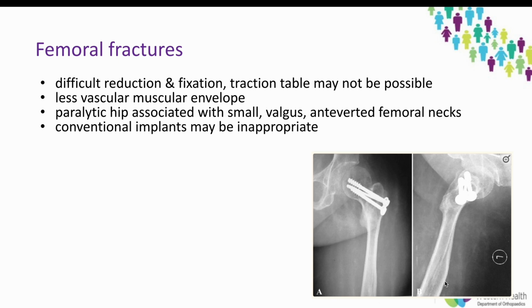There can be issues with fracture healing due to the less vascular muscular envelope. The paralytic hip is associated with having a small valgus and anteverted femoral neck, and conventional implants may not be appropriate. In the picture on the right-hand side, you can see that with their normal entry point, they've actually ended up quite posterior in the head due to the femoral anteversion.